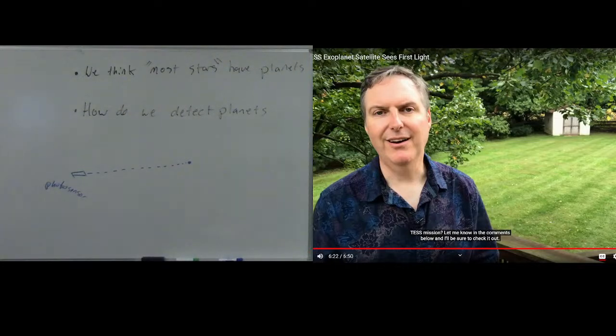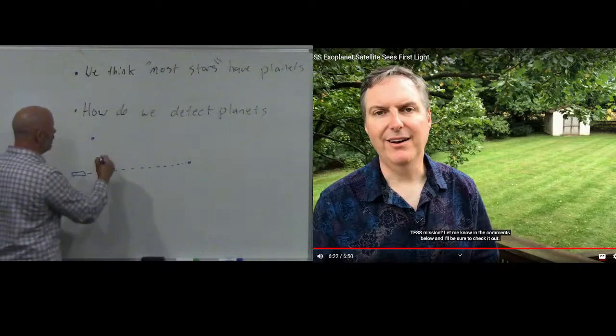And based upon that and calculations, you can determine a luminosity. You can calculate the luminosity of any star, okay? So how do we detect this? Number one, we've got to know the luminosity of the star.